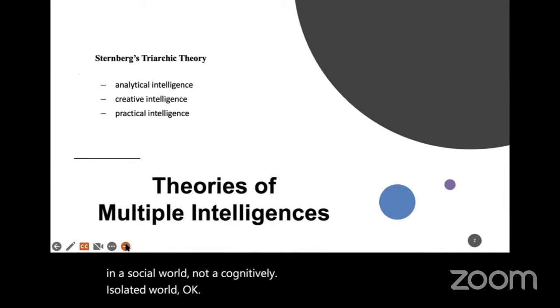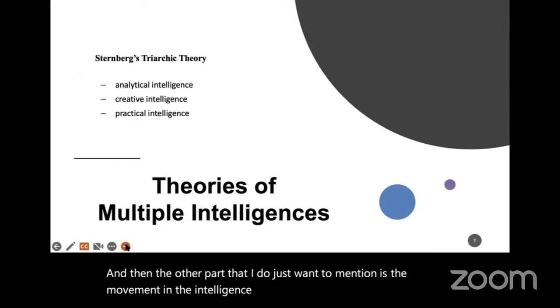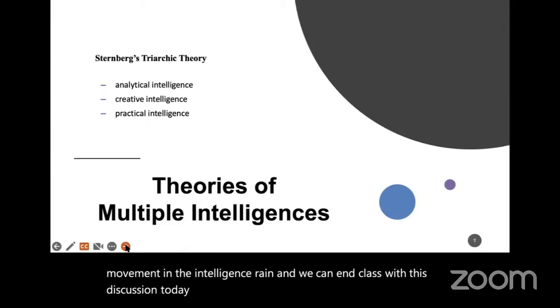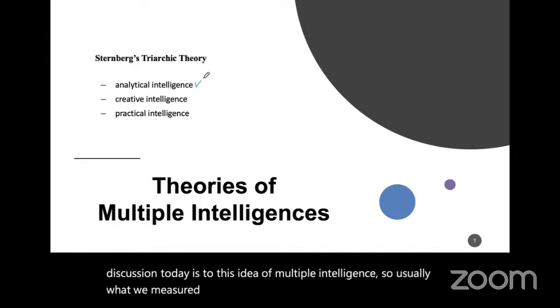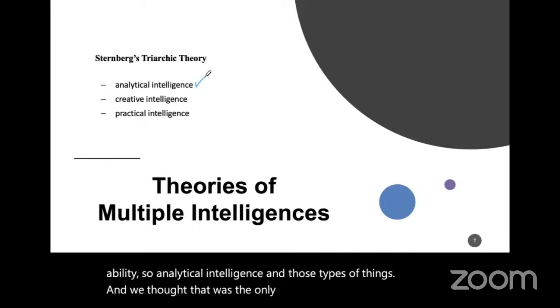We've already talked about that. And then the other part that I do just want to mention is the movement in the intelligence arena, and we can end class with this discussion today, is this idea of multiple intelligences. So usually what we measured, again, dealing with academics, was analytical ability. So analytical intelligence and those types of things. And we thought that that was the only type of intelligence.